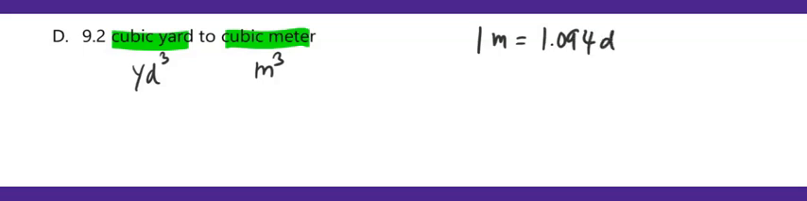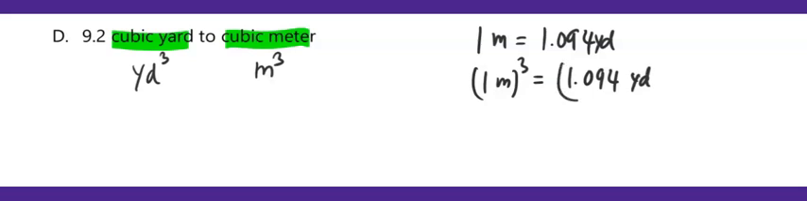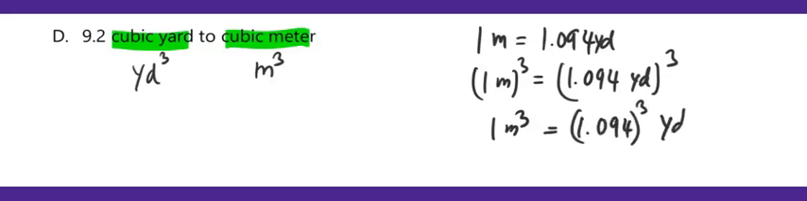1.094 yard. Okay, yard. So if you cube both sides, 1 meter cube equals 1.094 yard to the power cube. That gives you 1 meter cube equals 1.094 to the power cube yard to the power cube. I can do 1.094 to the power cube directly, but I can keep it here, and then eventually I multiply when I do the problem.